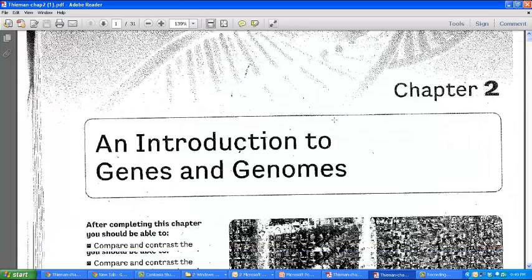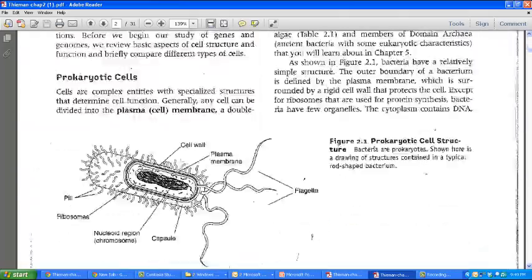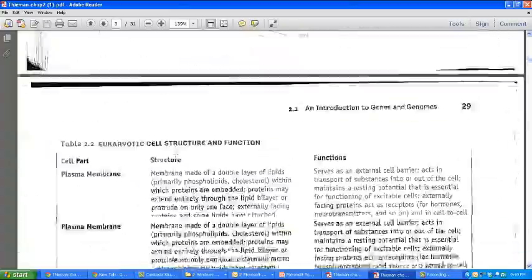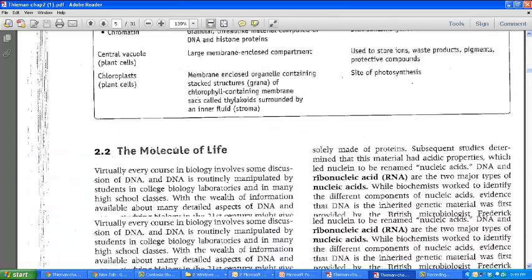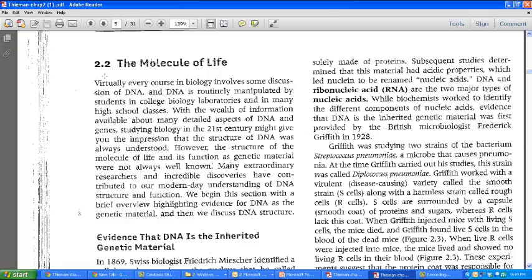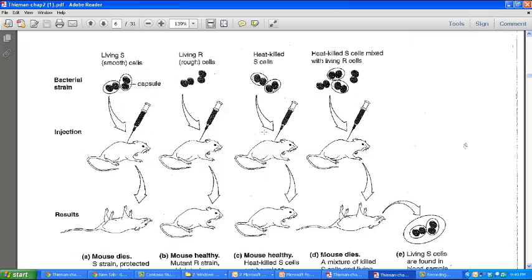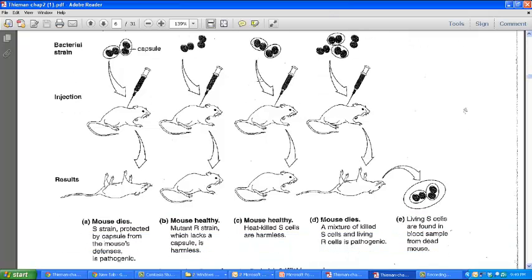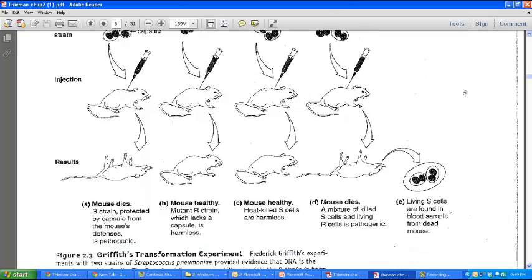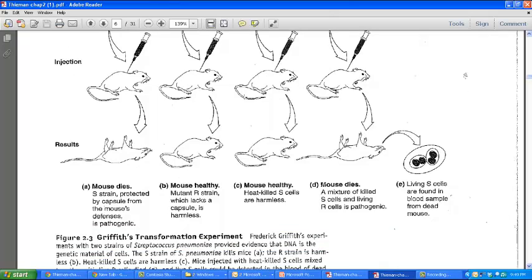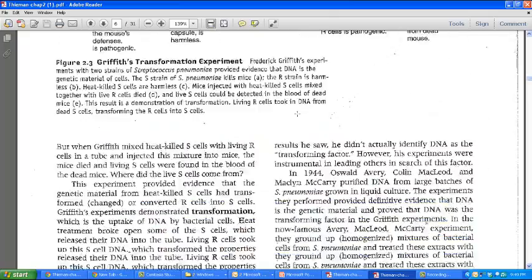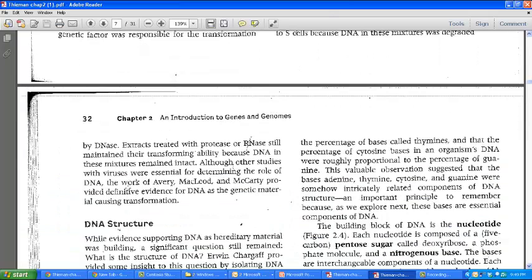I've just opened up the PDF here, and the section I would like you to read for tomorrow or next time is Section 2.2, the molecule of life. I want you to read this section here, evidence that DNA is the inherited genetic material. I want you to pay particular attention here to, this is the Griffith experiment. I want you to understand how this worked because, again, we're going to be doing bacterial transformations, and it's important to know how the early work in this area was done. So this Griffith's experiment, read up through this. Do not go any further than DNA structure. Okay? Thanks.